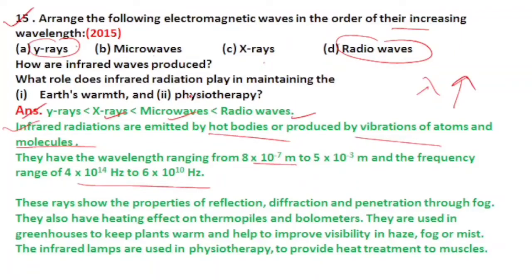What role does infrared radiation play in maintaining the Earth's warmth and physiotherapy? Right. So, first part is Earth's warmth. How do you keep the Earth's atmosphere warm? Infrared rays show properties of reflection, diffraction, and penetration through fog. They also have heating effect on thermopiles and bolometers. They are used in greenhouse to keep plants warm and help to improve visibility in haze, fog, or mist.